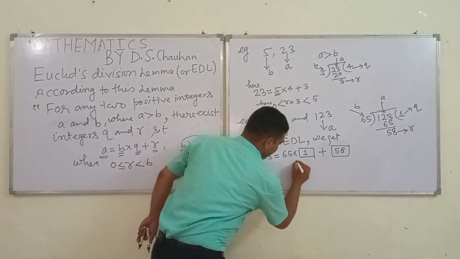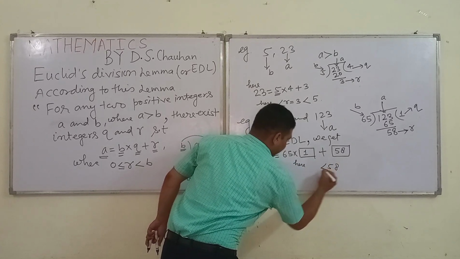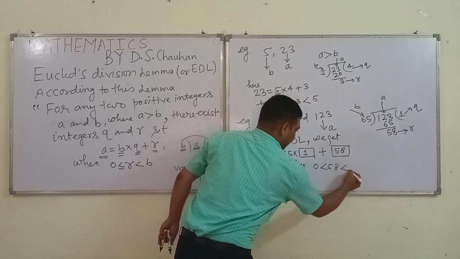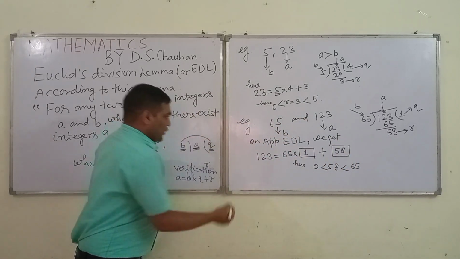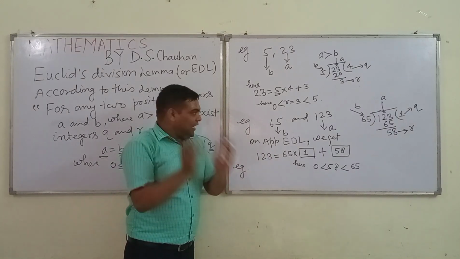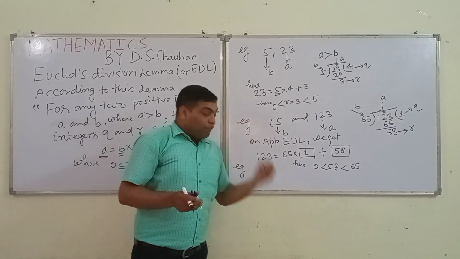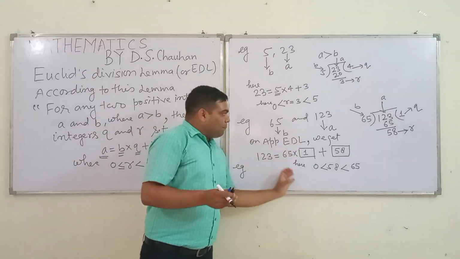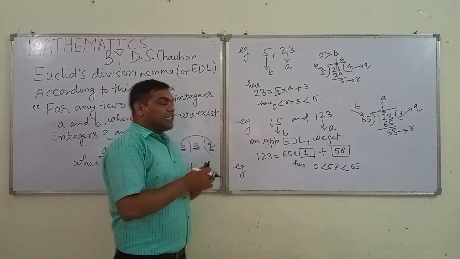This is another example, students. Here 58, the remainder, is greater than 0 but less than the divisor, which is 65. Now students, you can see another example. Here I am explaining the things clearly, with the reason behind it, so that every one of you can get the points clearly.